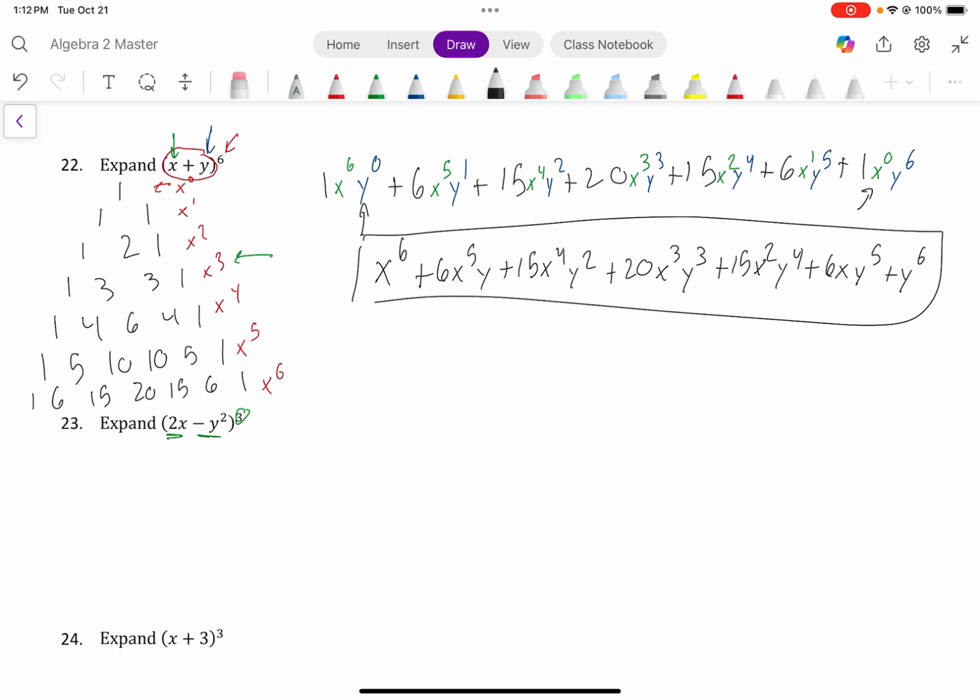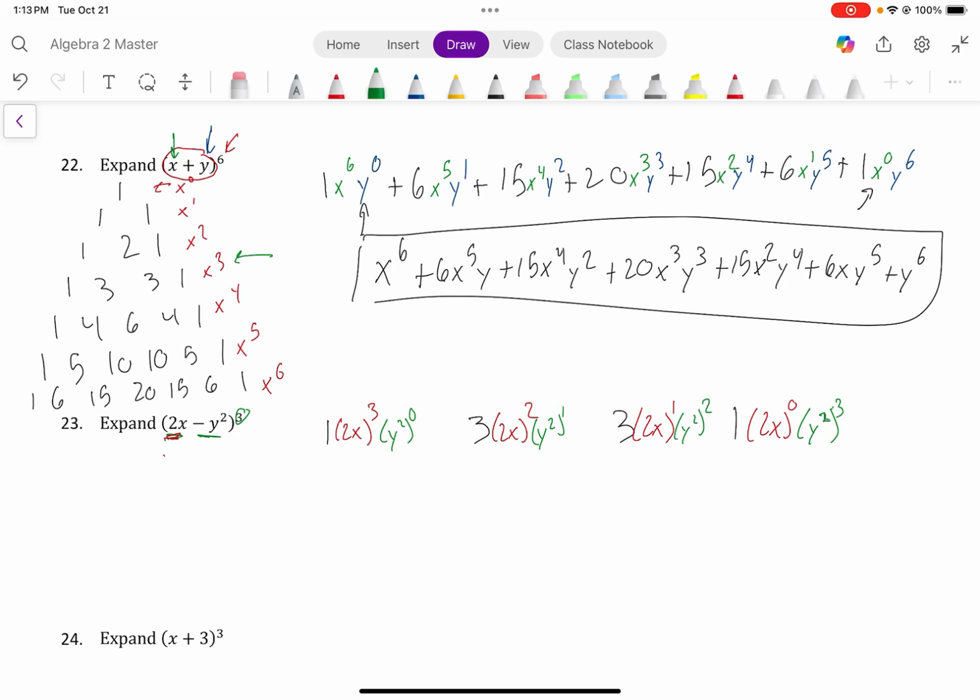I still get to start off with, in this case, 1, 3, 3, 1. But now this first term is a 2x. So I'm going to have a 2x cubed, a 2x squared, a 2x to the 1st, and a 2x to the 0th, all in parentheses. Okay. Now I have a minus y squared. The minus is going to be what makes this different in a little bit. But I'm going to have a y squared to the 0th, y squared to the 1st, y squared to the 2nd, and a y squared to the 3rd.